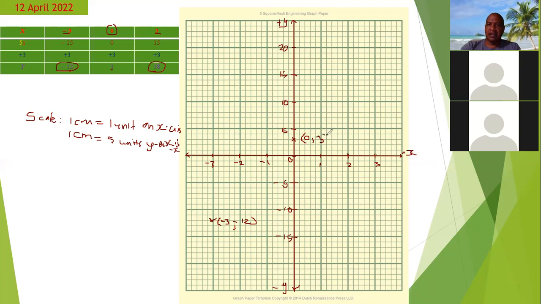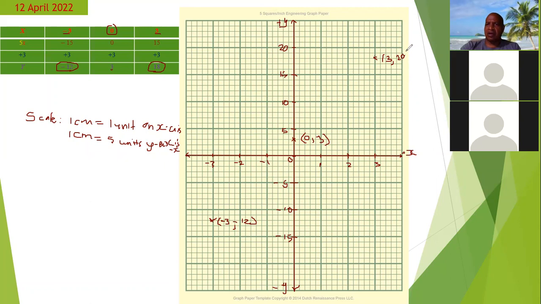All right. Now our next point, which is the last point, would be 3 and 18. So we're going 3 here up to 18. So we're going 2 small boxes below 20, and that should give us 18 right here. And so at this point, we're going to have x equals 3 and y equal to 18.